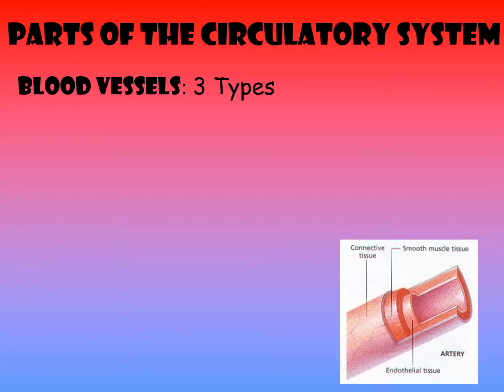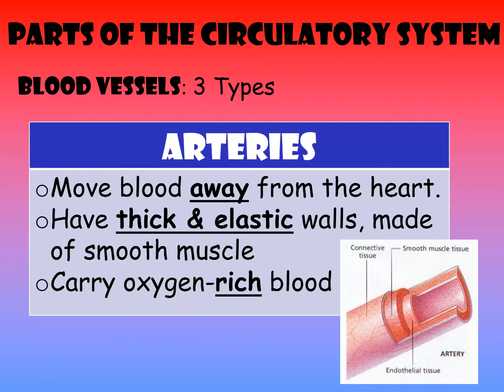So let's get into the parts of the circulatory system. We'll start with the blood vessels. There's three types. And we'll start with arteries. So arteries move blood away from the heart. That's actually how I remember what they do, because they start with A, and the word away starts with A. So arteries carry blood away from the heart.